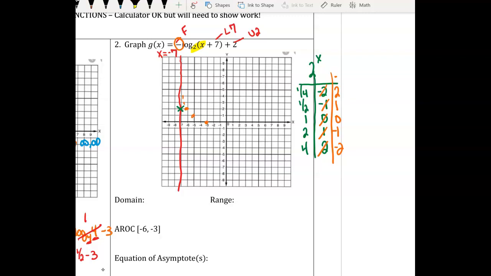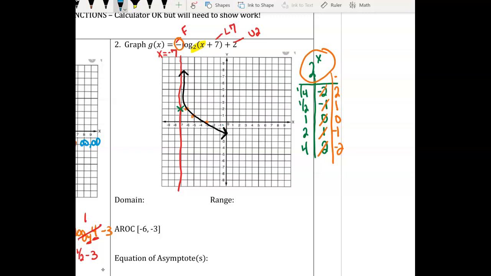All right, so normally with my base being 2, I should see my shape growing from left to right. But because of the negative, it's going to flip and do the opposite. So it should be going down or decaying from left to right. So let's go ahead and get this graphed. And then we'll take care of our arrows.